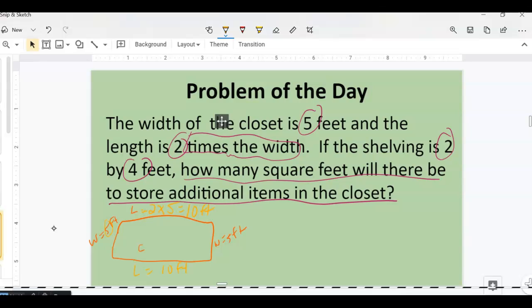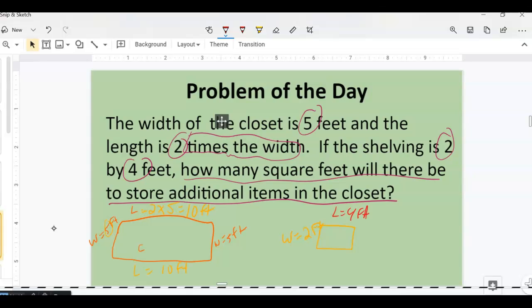Okay, so let's take a look at the actual shelf. So let's build a shelf. We know that the shelf is inside of there, okay? But for space, we're going to put the shelving out here. So we know that the shelf is 2 feet by 4 feet. So the 2 feet, that represents the width, okay? So we're going to say the width is 2 feet and by 4 feet. So that means that the length is 4 feet.